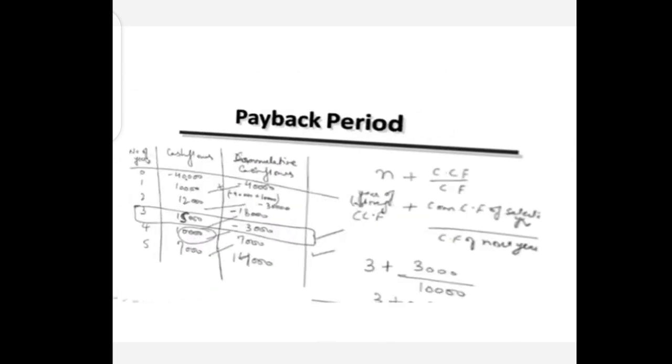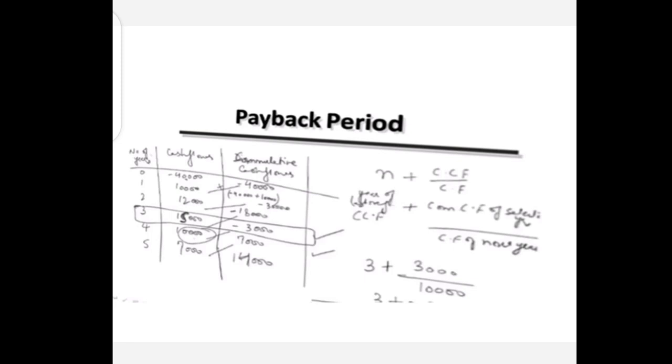So here is an example, we will write the years. Today we are investing 14,000. In the first year we are getting 10,000. In the second year we are getting 12,000. In the third year 15,000, and so on.